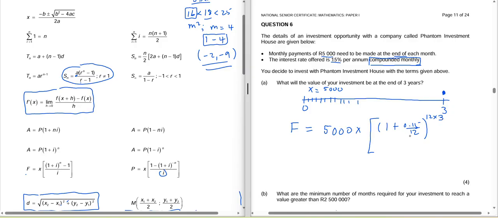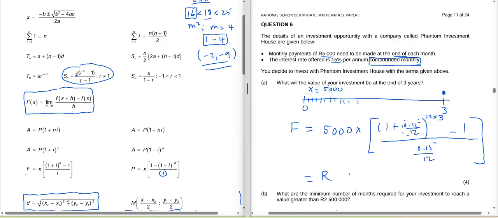Now, if it was per annum, you would divide by 1 and multiply by 1. So your I would just be the normal I that you use, and your n would be the normal n that you use. That's what would happen there. And then minus 1, everything divided by your new I. So this whole thing, your new I is 0.15 divided by 12, because we are compounding monthly.